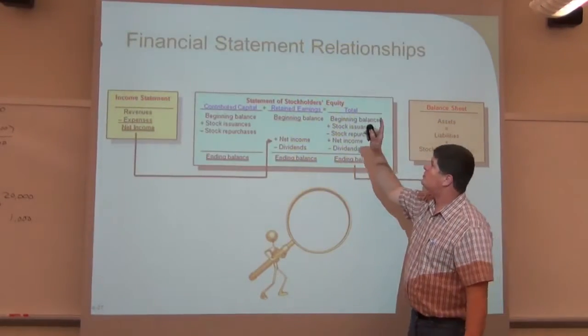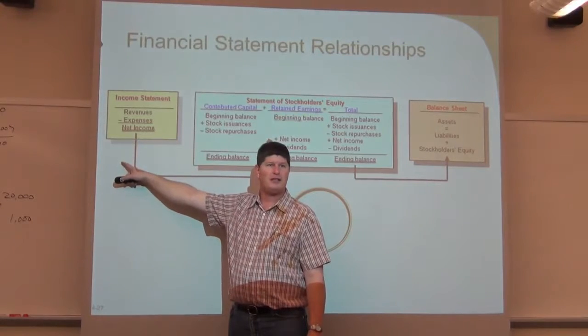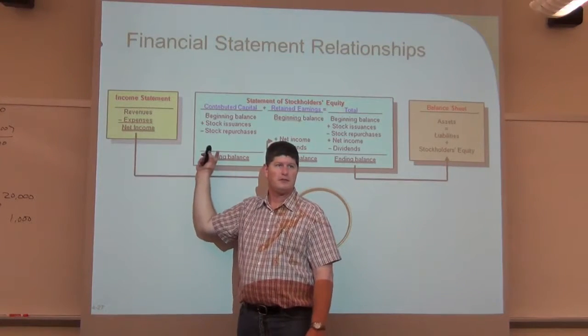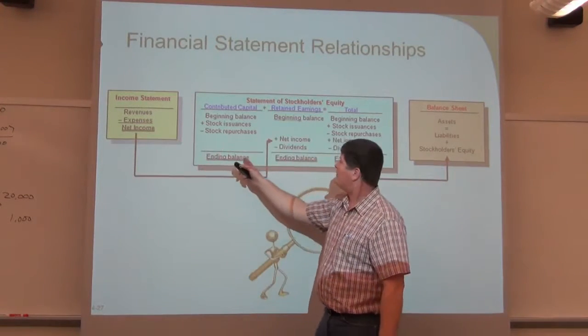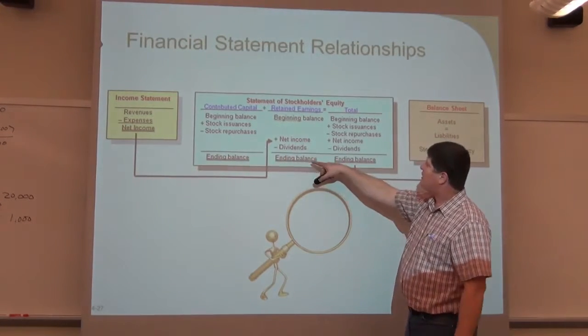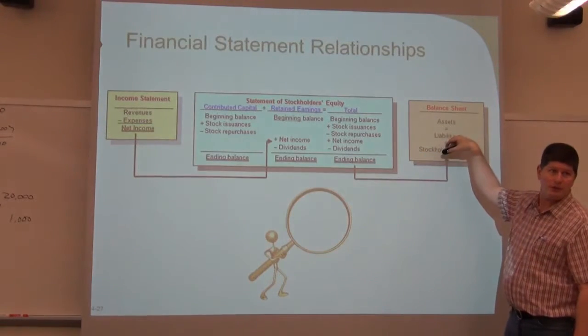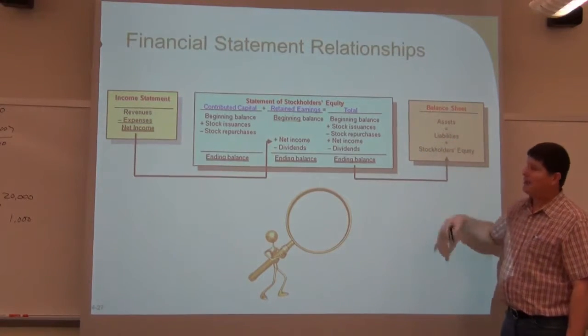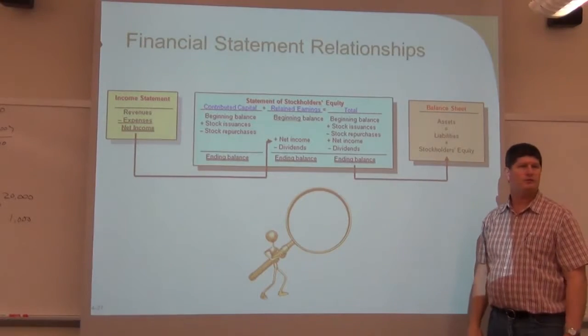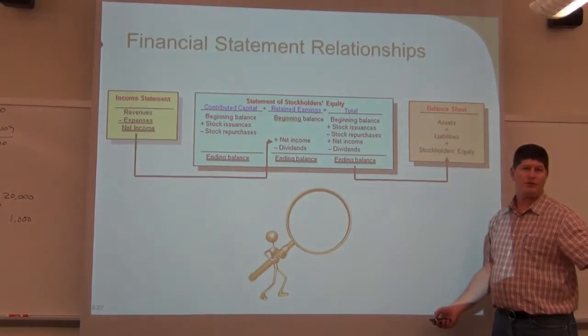So again, this is just a reminder, you do the income statement first, correct? Because you need net income to go where? Stockholders' equity, statement of retained earnings. Okay? And you need ending stockholders' equity to go into your balance sheet. And then you do a statement of cash flows and you're good. Everybody happy? Everybody comfortable with this?